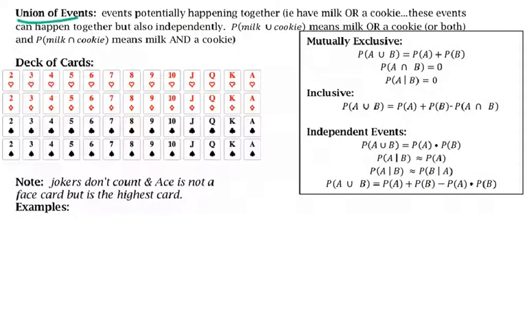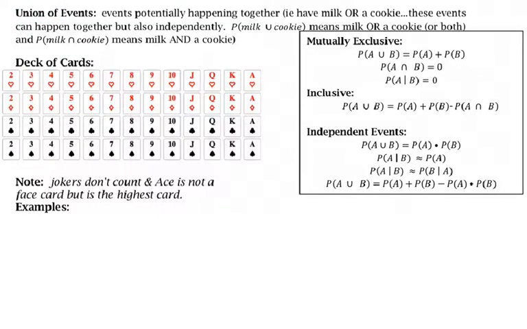The next thing is a union of events. We talked about that last time. The union is where events potentially happen together, like you can have milk or a cookie, or you can have both, but you don't have to have them both. If you have milk and a cookie, that's an intersection, and that means you have to have both of them. So a union is simply that you could have one or both of them.